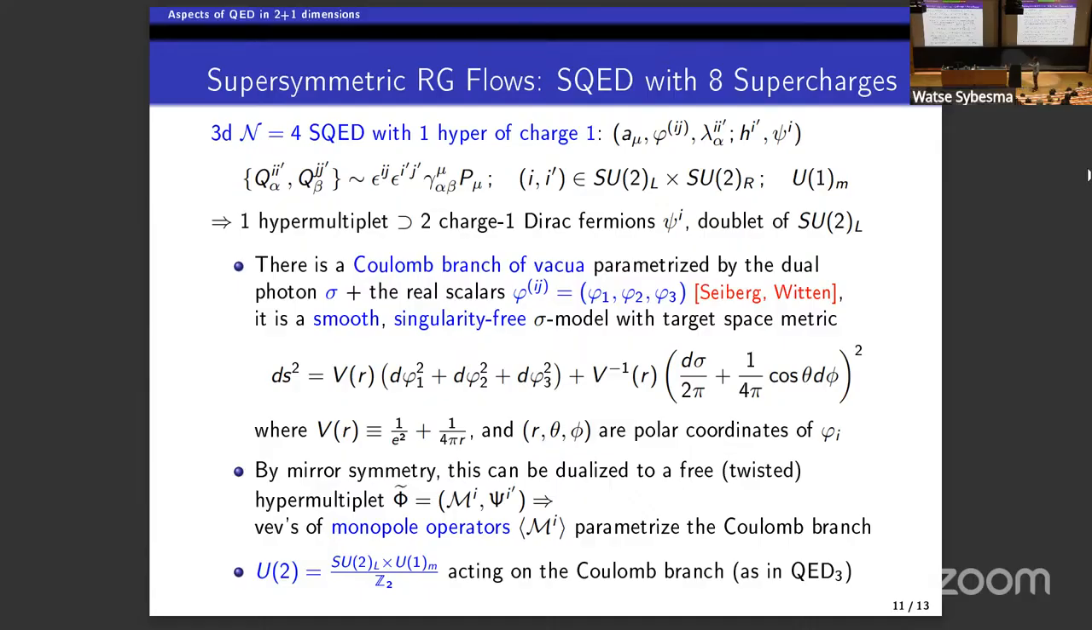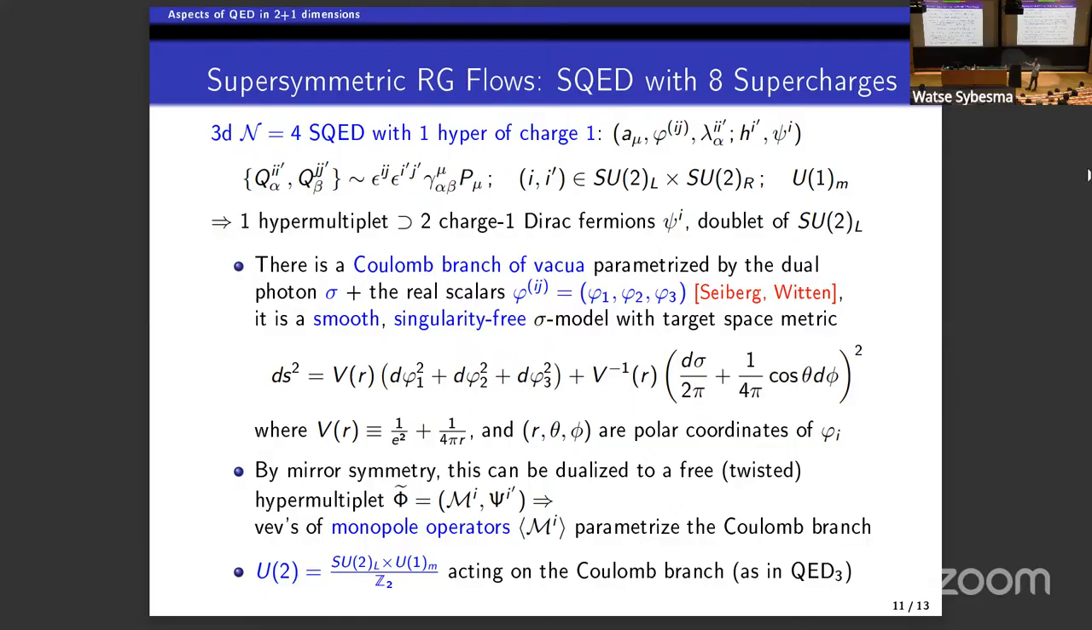So what we do is to start from a version of supersymmetric quantum electrodynamics with 8 supercharges, so N equal 4 supersymmetry in 3 dimensions. And you take one hyper of charge 1. So the field content is a photon, a triplet of real scalars, the gauginos, then there is a doublet of complex scalars and a doublet of complex fermions. This is the hyper, and this is the vector. And I and I prime are SU2 indices. There is a left and a right R symmetry, and then there is also the magnetic symmetry.